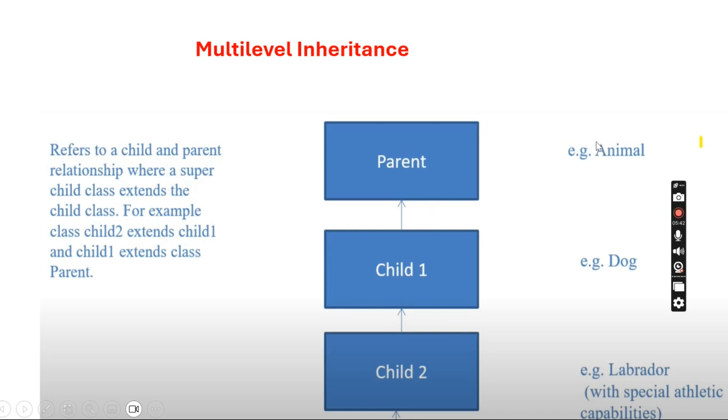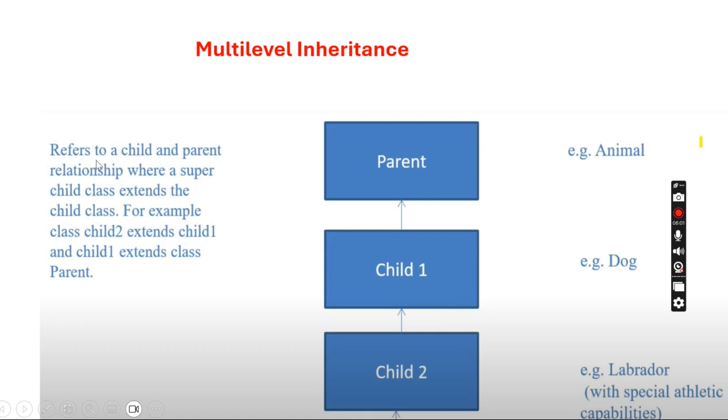Assume Animal is the parent class. Dog extends the properties from Animal, and Dog also has one child class, Labrador. So Labrador extends the properties from Dog. In turn, Labrador inherits the properties from both Dog and Animal.